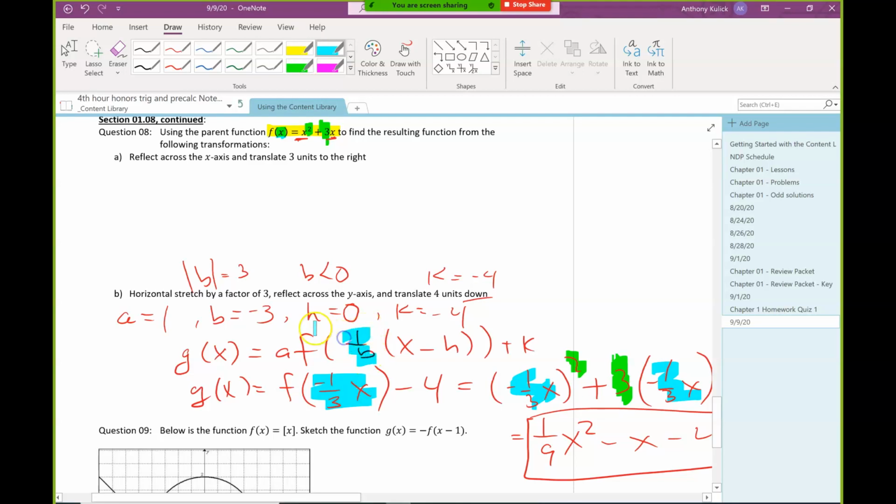Because b is negative 3, so that's negative 1/3, and h is 0. So x minus 0 is just x, and negative 1/3 times x is just negative 1/3 x. So I have my function f here, this function.